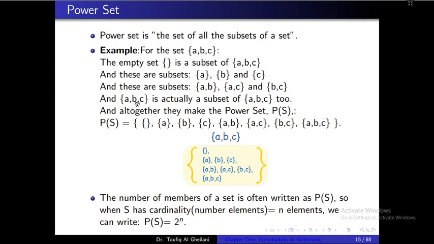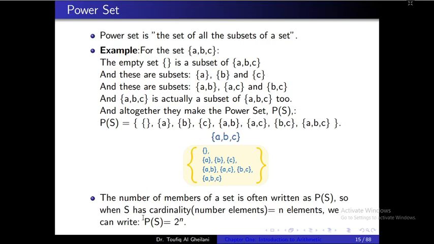And the set {A, B, C} is actually a subset of itself. Altogether they make the power set P(S). So it includes, between curly brackets, the empty set, and A alone, and B alone, and C alone, and {A, B}, and {A, C}, and {B, C}, and {A, B, C}, and so on.